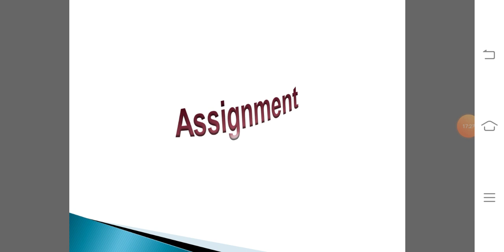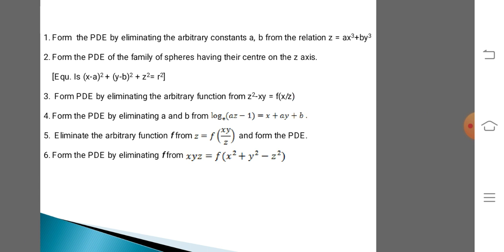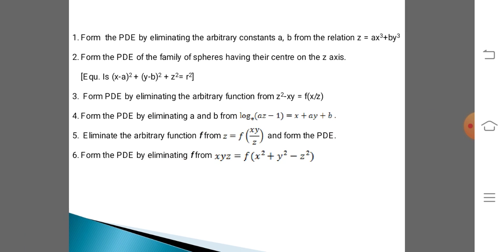I hope you might have understood the way of formulating the PDE by eliminating arbitrary constants as well as arbitrary functions. Few problems, very simple problems, are given for your practice. So with this, the first topic, namely formation of PDE, is over. Thank you.